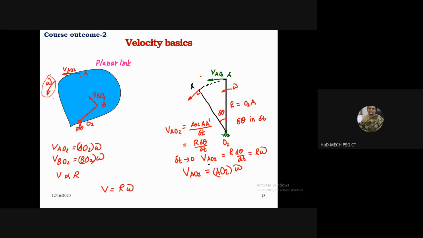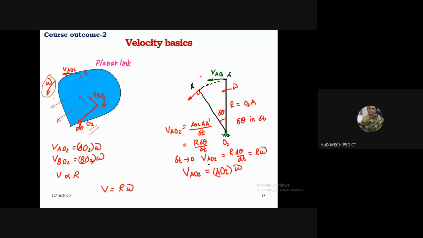So this body or planar link is said to be having a circular motion or rotational motion with O2 as the center. It is rotating at a velocity of omega radians per second in the counterclockwise direction with O2 as center. Now every point on this body will be subjected to linear velocities, different magnitudes and different directions also.